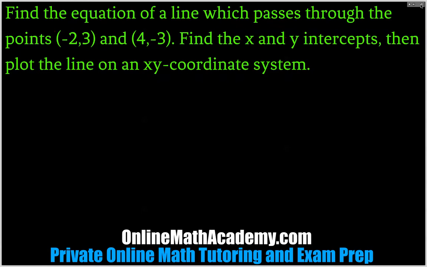Well, the first thing you need to know to solve this problem is the general equation for a line. The general equation for a line is y equals mx plus b. And here m is the slope of the line, which is the rise over the run, or y2 minus y1 over x2 minus x1, and b is the y-intercept. The x and the y are input and output variables respectively.